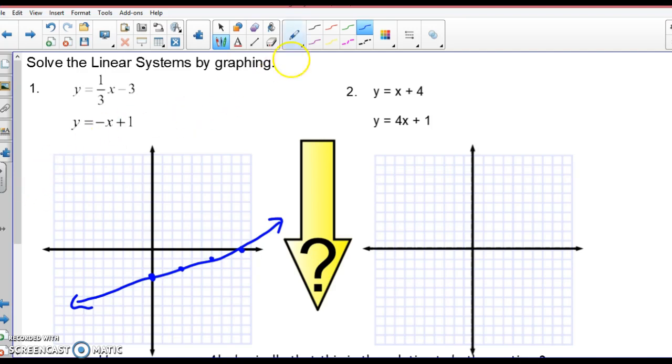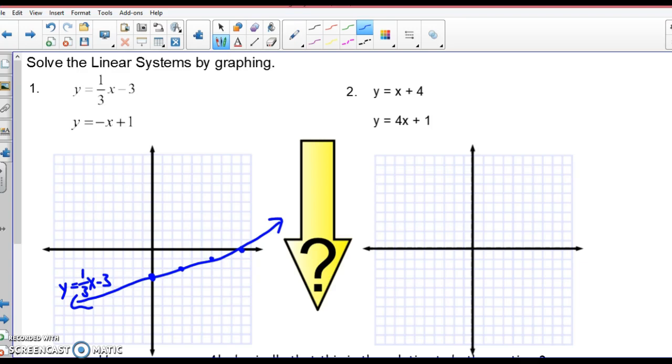Okay, line 2, I'm going to change colors. And you know what I'm also going to get in the habit of doing? Guys, on a quiz or a test, I will want you to label this line. This is the line y equals 1/3 x minus 3. So it's clear to the viewer that you know that that is that line.